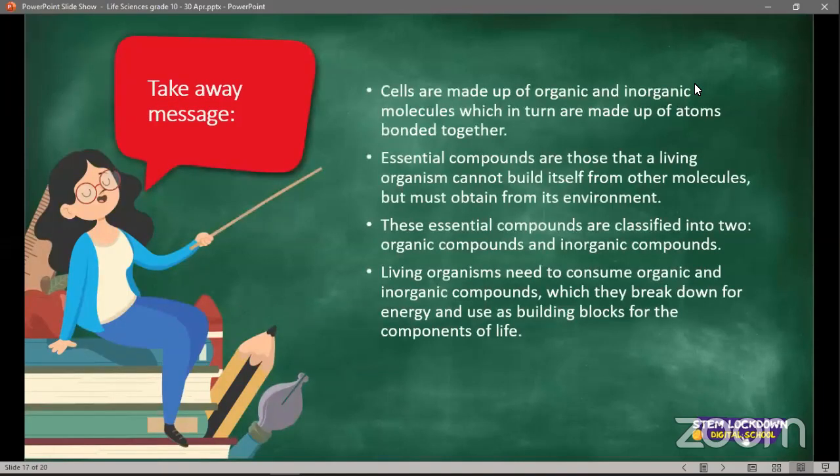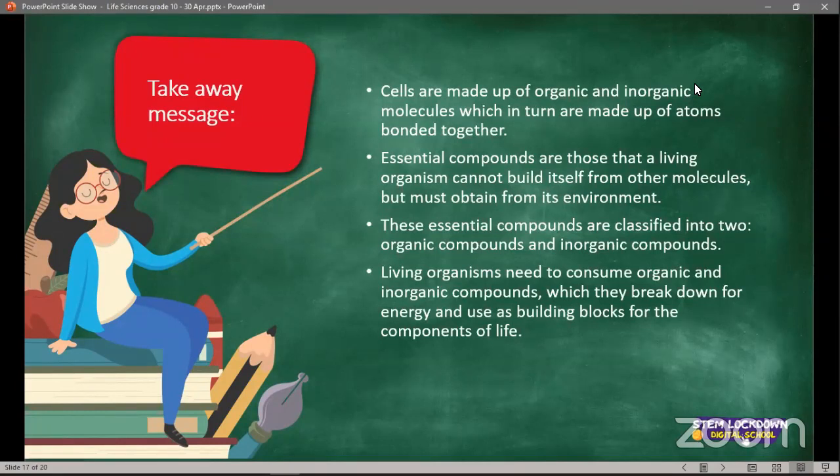So the takeaway message is that cells are made up of organic and inorganic molecules, which in turn are made up of atoms bonded together. Essential compounds are those that a living organism cannot build itself from other molecules, but must obtain from the environment. Like us, we eat certain food so that we can get these compounds.